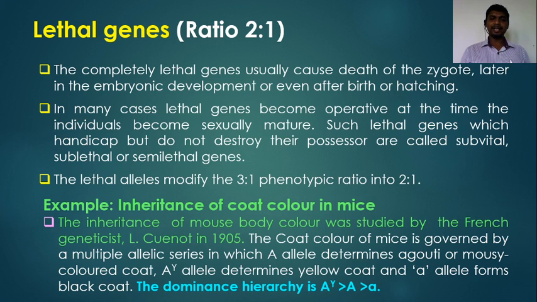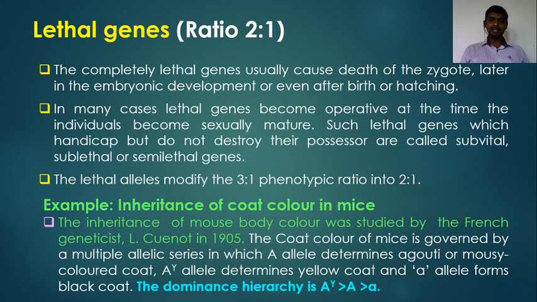So the capital A allele is responsible for agouti coat color. Capital A^Y allele determines yellow coat, while small a allele forms black coat. If we see the dominance hierarchy, this capital A^Y, which determines the yellow coat, is dominant over capital A allele, meaning agouti, which is dominant over small a allele, which forms the black coat. So this is the dominance hierarchy.